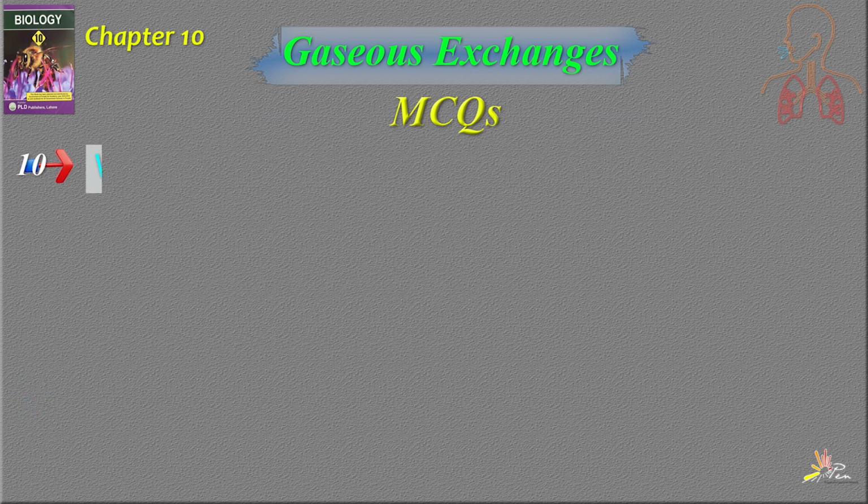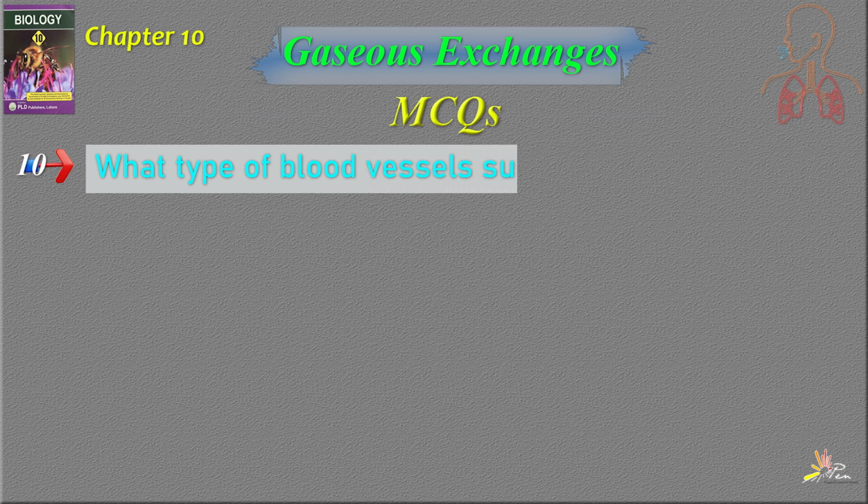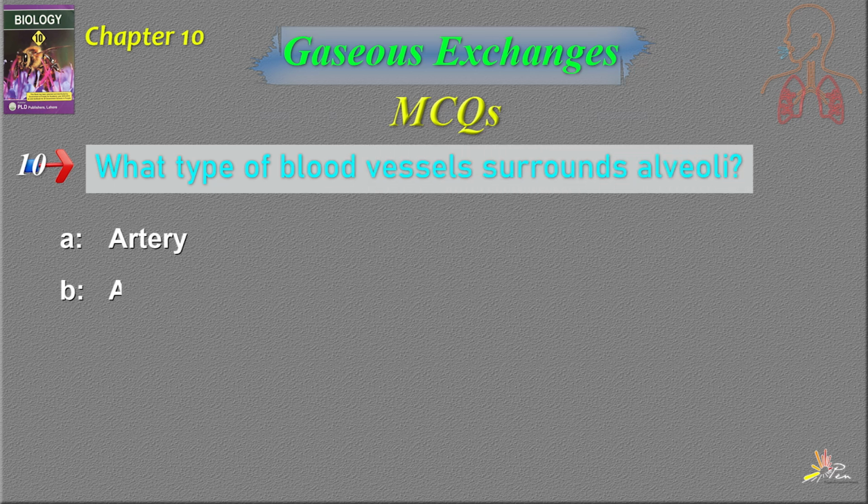Question number 10. What type of blood vessels surround the alveoli? Option A, artery. Option B, arteriole. Option C, capillary. And option D is vein. The correct answer is option C, which is capillary.